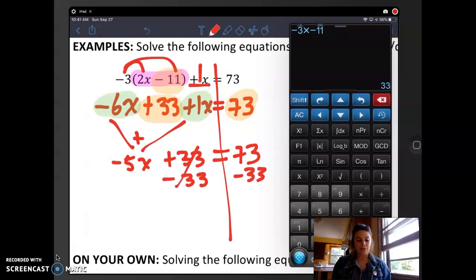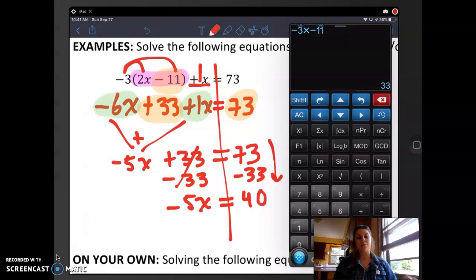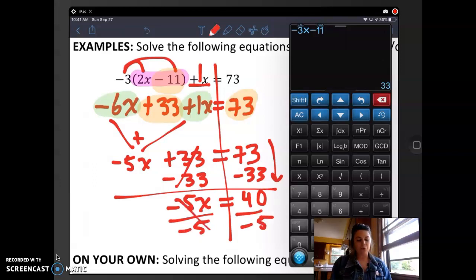So that becomes 0. So that way we only have x's on the left-hand side. And then we add top to bottom. So 73 plus negative 33 is positive 40. All right, and then the last step is to divide by negative 5. That groups all the ones into the groups so that we can see how much each x is worth. Remember, you're going to divide top to bottom. 40 divided by negative 5 is negative 8.